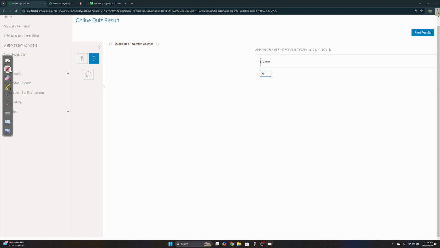Question 6. Integral of 10 dx, same thing. 10 becomes 10x, and your bounds are 2 and 5. Okay, so substitute 5, then substitute 2, and then subtract them both.